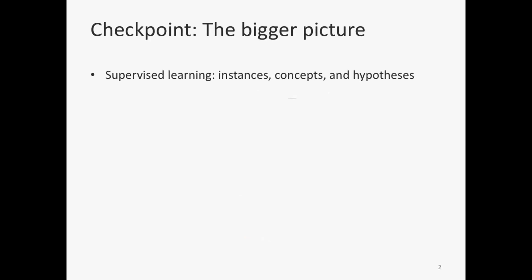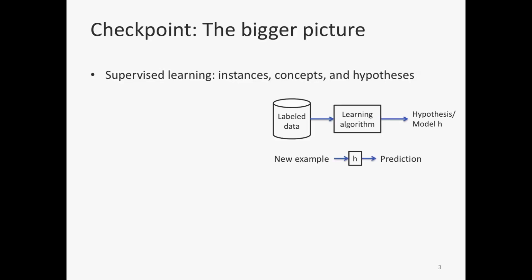Just as a checkpoint to make sure that we are all on the same page, we've seen the concept of supervised learning. The idea that instances are assigned labels by concepts and your learner explores a hypothesis space to find a hypothesis that best approximates that concept. So labeled data goes into a learning algorithm. It produces a hypothesis. Sometimes I also call it a model. And this hypothesis is a device that can take new examples and make predictions on them. And our goal is always to do well on these new examples.